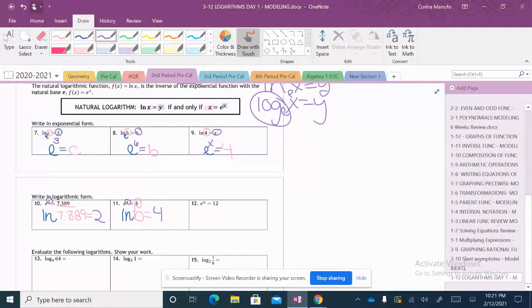Okay. The next one, again, I see e, so I'm going to write the natural log. So ln, my answer here is 12. So ln of 12, not times 12. Ln of 12 equals my exponent here, which is 8.